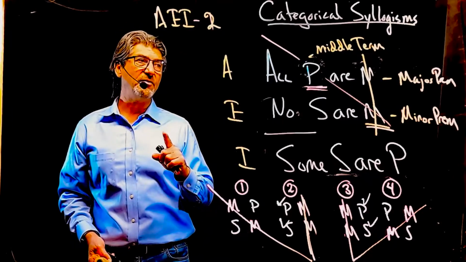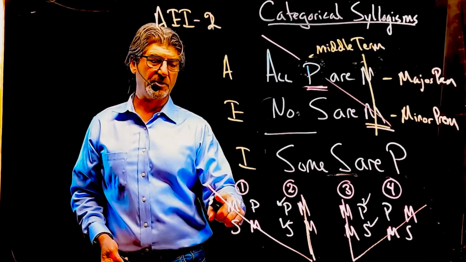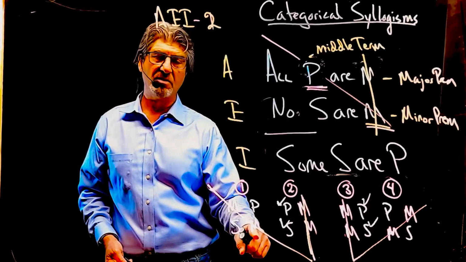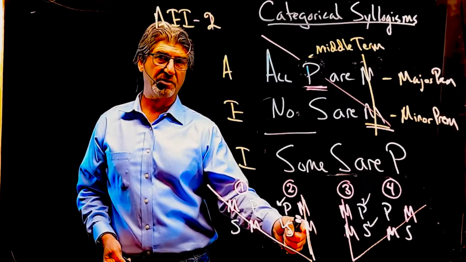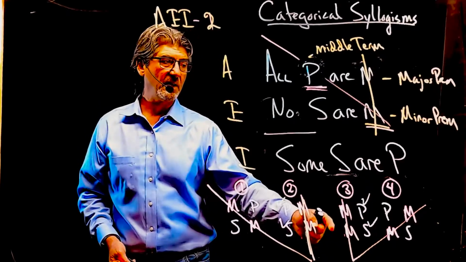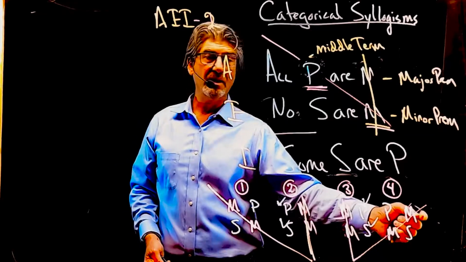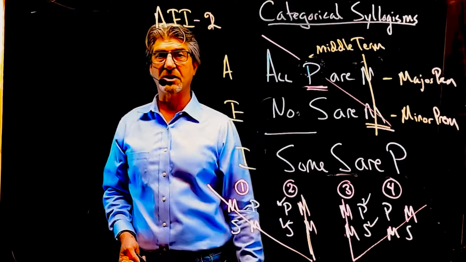And then the figure is the position of the middle term. If the middle term appears here and here, that is a figure 1. If it appears in the predicate of both statements, it's a figure 2. The subject of both statements is a figure 3. And over here, you have the middle term in the predicate of the major premise and the subject of the minor premise.